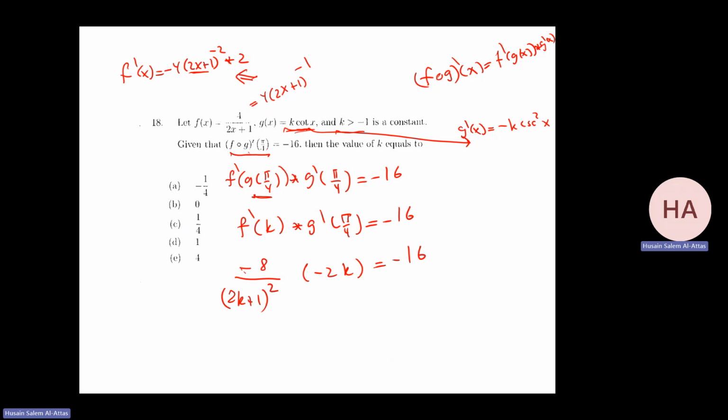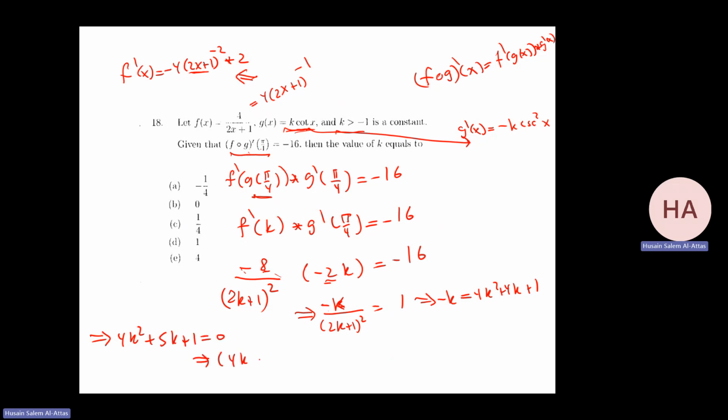So I have now one equation of one variable, which is k. So what do we have? This is 16 with this one. So I have k over this equal minus 1, or I can make it minus k equal this. So that means minus k equals this times 1, 4k squared plus 4k plus 1. So I have 4k squared plus 5k plus 1 equals 0.